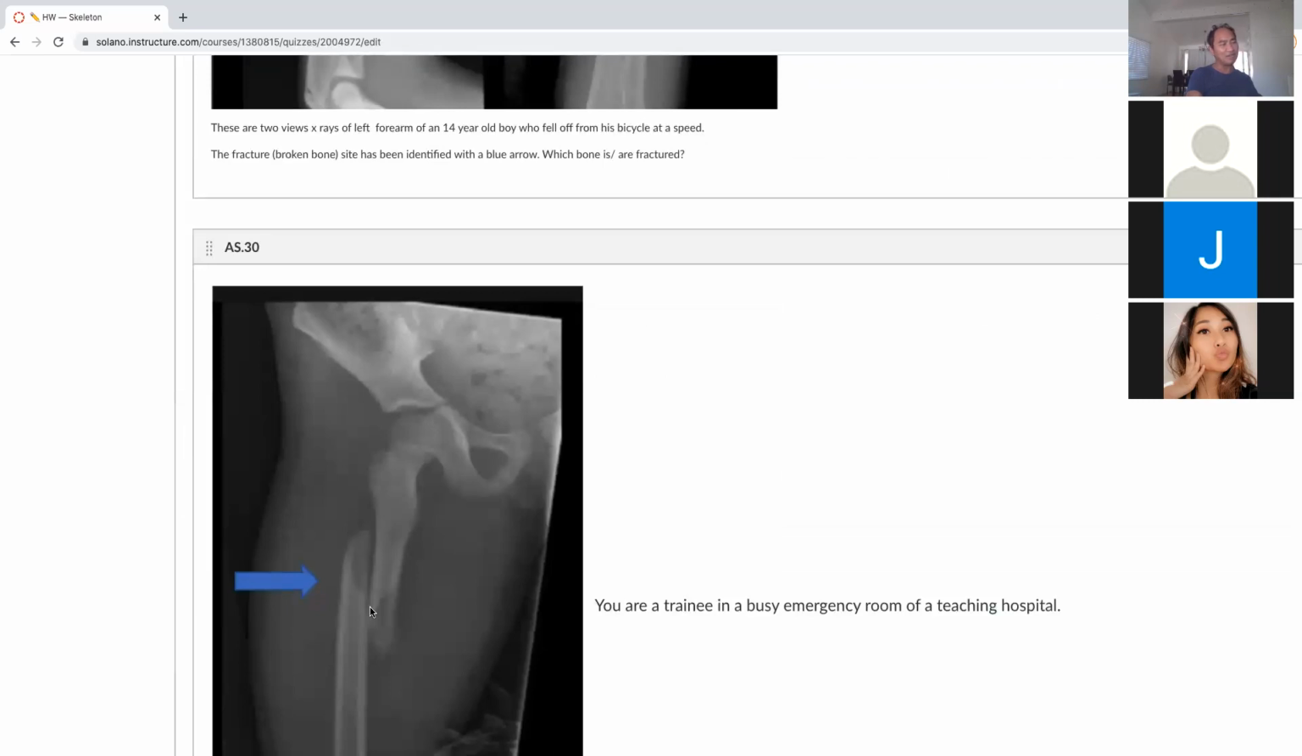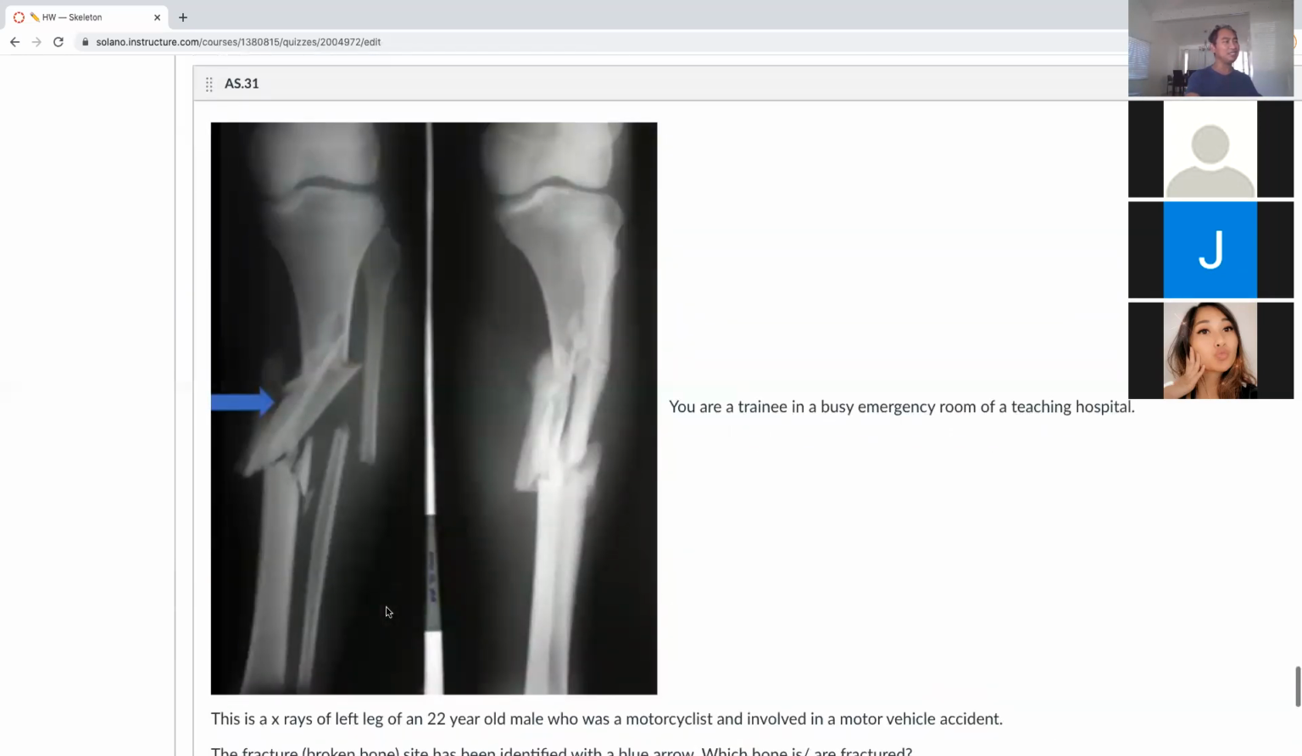This is the diaphysis fracture of the femur. Of course, why do we say femur? This is the pelvic bone, which we have seen already. That is the pubic symphysis. And the diaphysis, the midshaft, is called diaphysis.